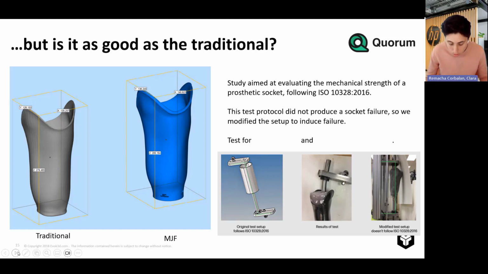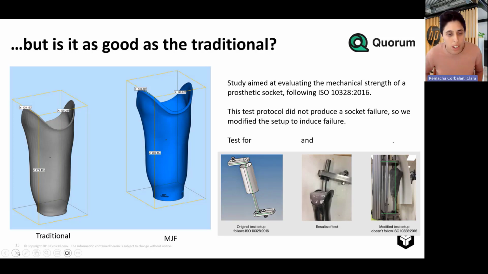So in order to demonstrate this, we did a study in collaboration with Quorum Prosthetics, and we manufactured a traditional socket made out of carbon fiber and then the same design with MJF. This study was done with PA12. I will show a bit of data of the other materials later, but just to explain a bit the methodology of the study, we basically looked at two things. One was static testing, and that's the maximum force that the socket can withstand. And the second one is dynamic testing, fatigue testing.